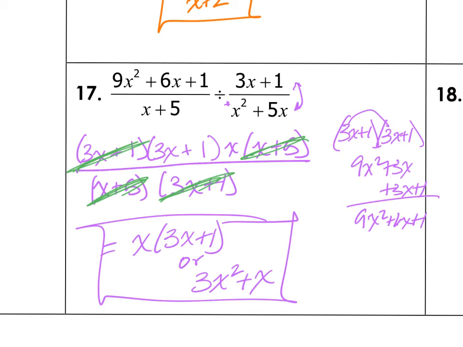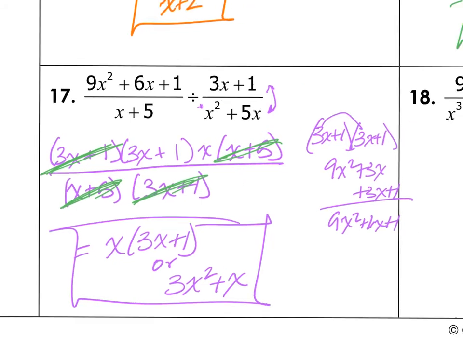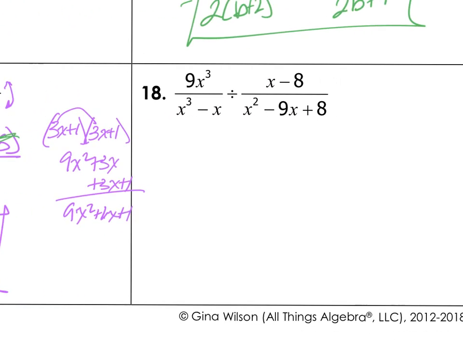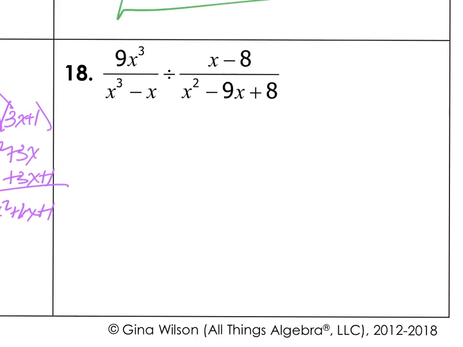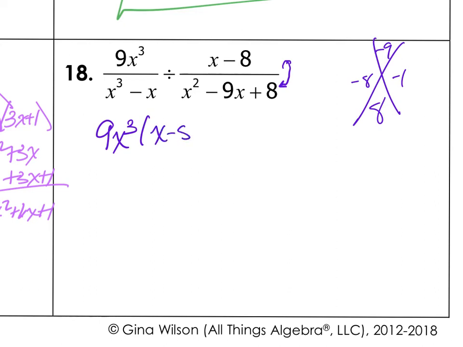Okay, beautiful. One more problem. And we're done for the week. Yeah, well, done with the lesson for the week. The video part, yes. So we're going to take the reciprocal. So I've got 9x cubed times, give me two numbers, multiply to be 8, add to be negative 9. Well, I'm going to say negative 8 and negative 1. So x minus 8 times x minus 1.